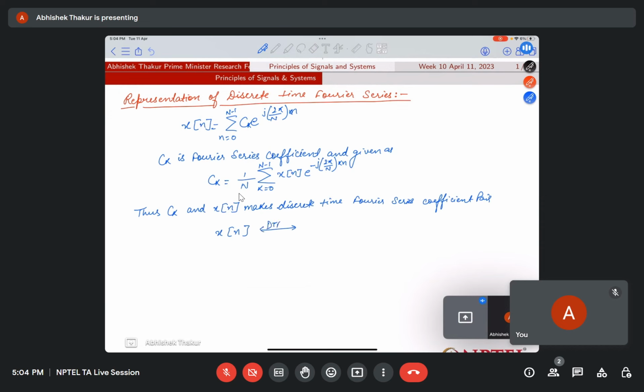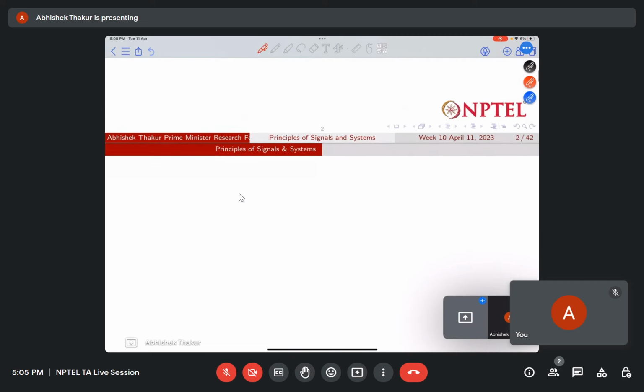So this can be represented like this. We have already studied that ck is periodic with N, and ck repeats after every 2 pi interval on the omega axis. Now we will see some of the questions.